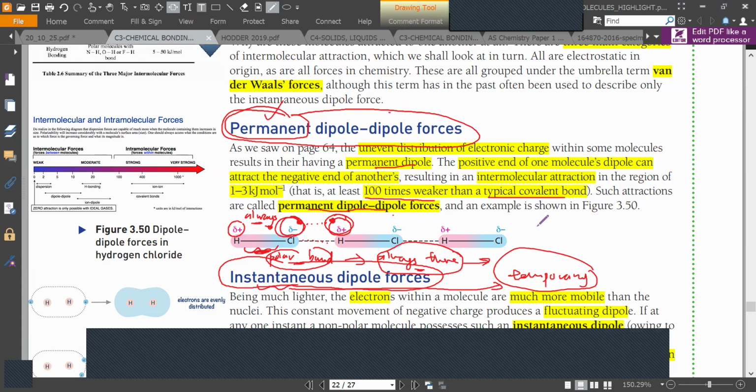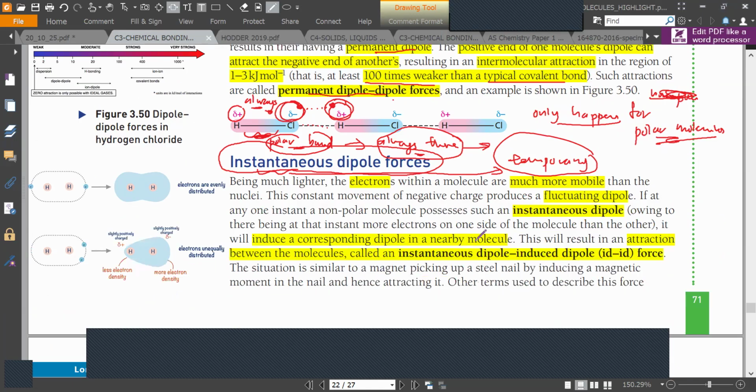This only happens for polar molecules. Non-polar molecules cannot; they must have a polar bond. How about instantaneous dipole? Instantaneous dipole happens in all molecules, whether polar or non-polar.